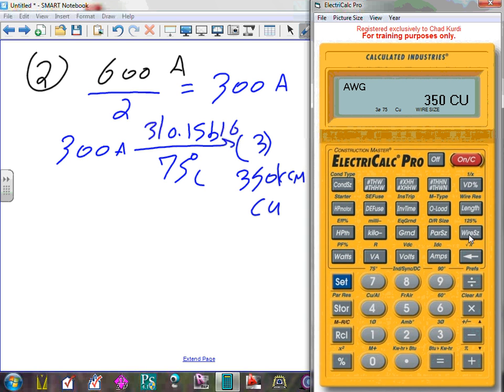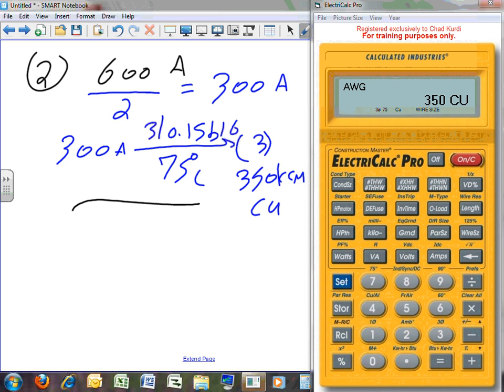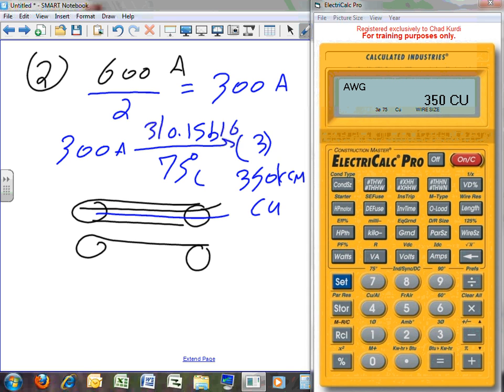I had 2 beautiful conduits here. 2 beautiful conduits side by side, and I'm pulling inside them phase A, phase B, and just to give you an idea how it's going to look like, and phase C in both of them, and then neutral. You guys have issue with that? Here's the paralleling. And what do you do at the end?